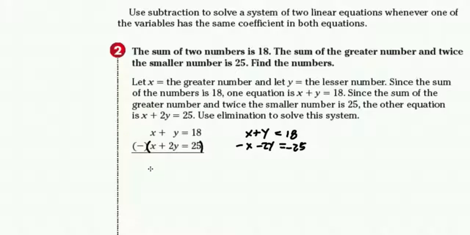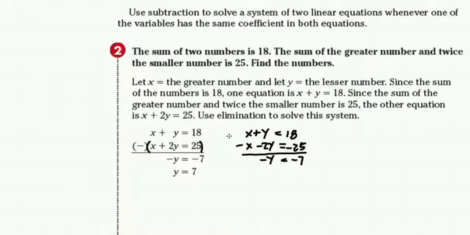Now if you follow that, you end up with y minus 2y will give you negative y. 18 minus 25 right here will give you negative 7. So if you follow this, this becomes negative y equals negative 7, exactly what you have there. And multiply both sides by negative 1, end up with y equals 7.